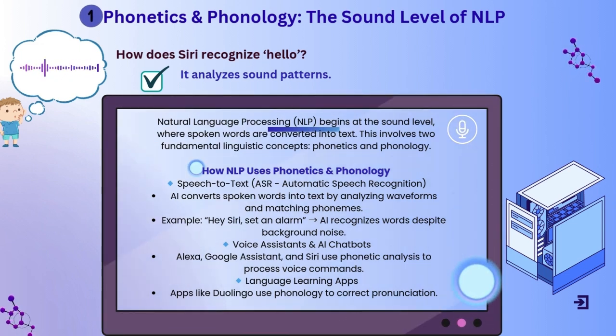How NLP uses phonetics and phonology. Speech-to-text, ASR, automatic speech recognition: AI converts spoken words into text by analyzing waveforms and matching phonemes. Example: "Hey Siri, set an alarm." AI recognizes words despite background noise. Voice assistants and AI chatbots like Alexa, Google Assistant, and Siri use phonetic analysis to process voice commands. Language learning apps like Duolingo use phonology to correct pronunciation.